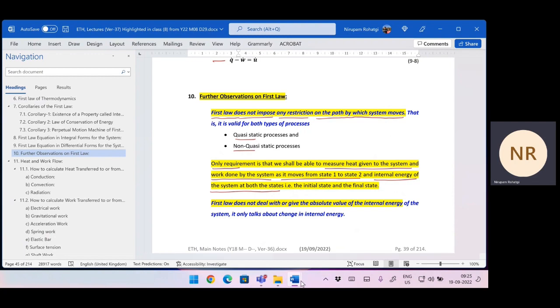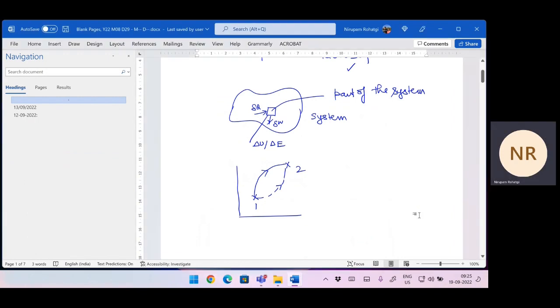So whether we are talking about the full process or a path of the process, what is required is that you should be able to measure Q, W, and delta U, either from 1 to 2, or let us say from A to B. These values should be known to you. Only then can you apply the first law. Right? So the first law is not saying that your path should be like this or like that. Those restrictions come in the second law. Okay, we will talk about them later on.